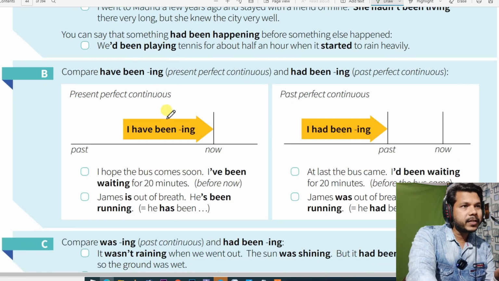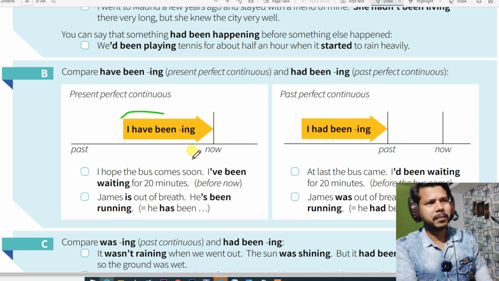Okay, there is one difference, have been and had been. Let's read about this also.